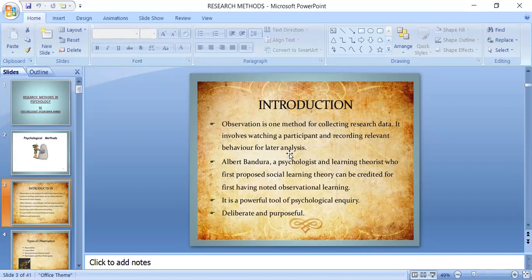Albert Bandura, a psychologist and learning theorist who first proposed social learning theory, can be credited for first having noted observational learning. It is a powerful tool for psychological inquiry. Albert Bandura was a social learner and social theorist.